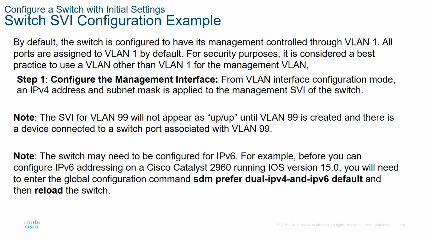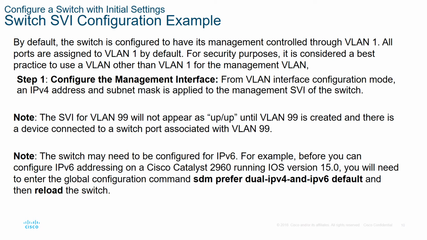How to configure the default VLAN with an IP address and subnet mask? For that we have to follow the steps. We have to configure the management interface from VLAN interface configuration mode, that is interface VLAN 1. So in global configuration mode, we have to enter the command interface vlan 1, followed by the command ip address, and we have to enter the IP address followed by the subnet mask. And we have to enter the command no shutdown. The next thing is how to configure the management VLAN.